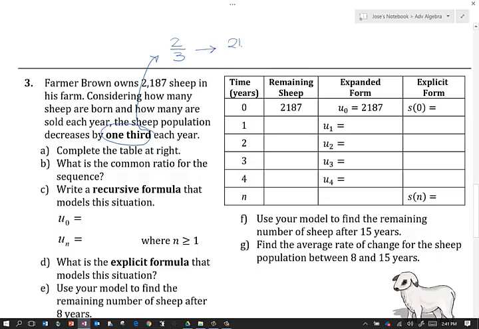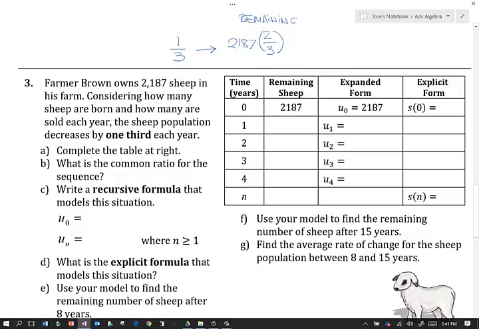you need to take the 2,187 that he had and multiply that by 2/3. Because remember, what you really care about is how many are remaining in the herd, not how many of them died or he had to get rid of.